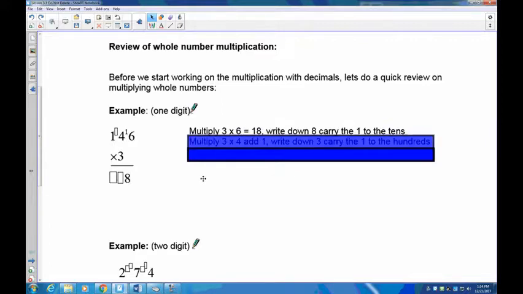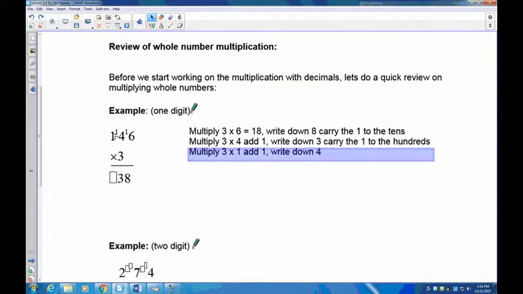Now the second step is to go 3 times 4. I've got 3 times 4, which is 12, but there's also this other 1 here, which is in the tens place. So that gives me a total of 13. So I write down 3 down below and the 1 up top. Now 3 times 1 is 3, but I've got to add the 1 here, so that gives me a total of 4. All right, so there's our number. So 3 times 146 is 438.